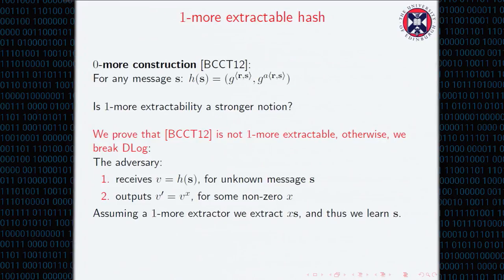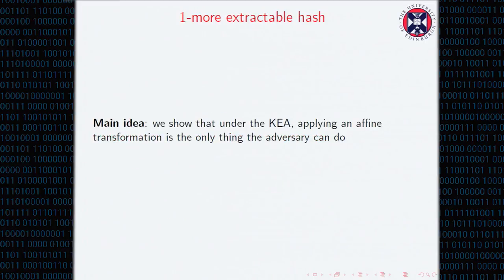The interesting point in this attack is that the attacker applies an affine transformation on the message S. Here is the message S. By raising to the X, you apply an affine transformation to the message S. And we prove that under the knowledge of exponent assumption, the only thing the attacker can do is to apply an affine transformation on the original message.